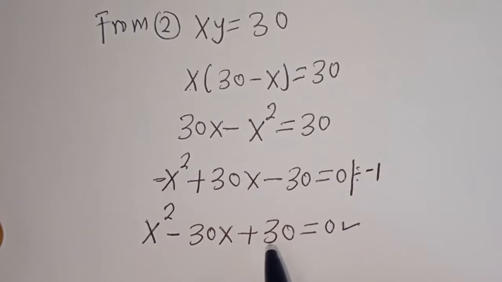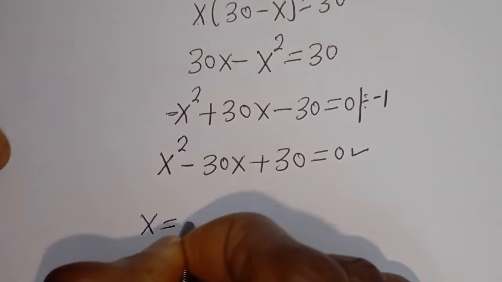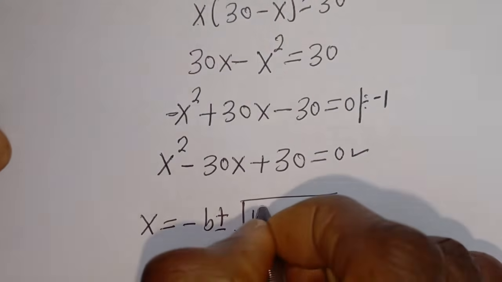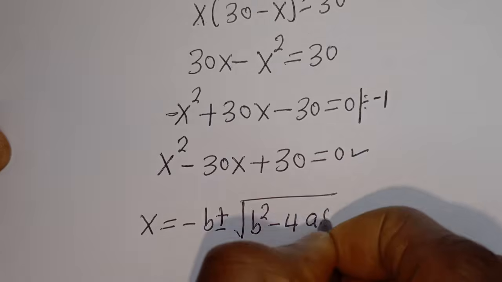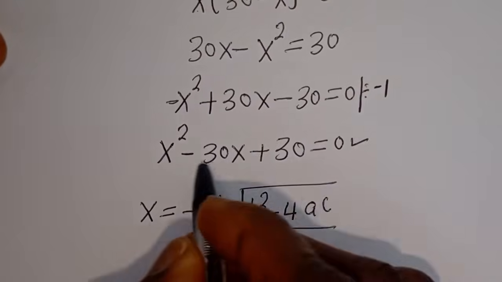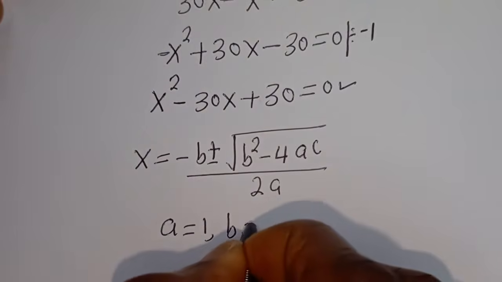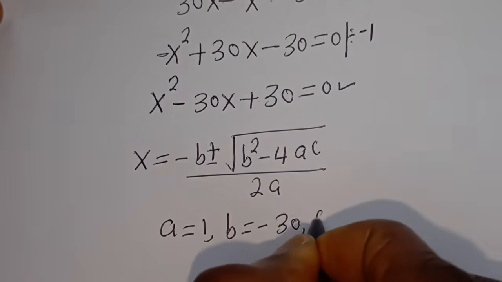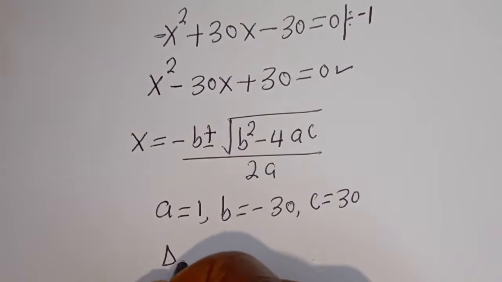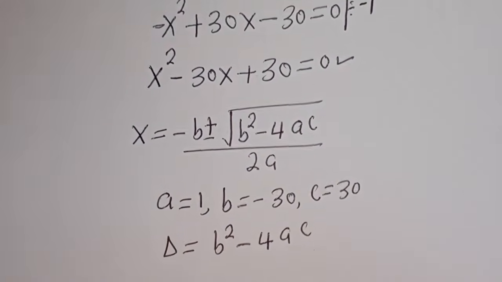And this is a quadratic equation which can be solved using the quadratic general formula. x is equal to minus b plus or minus square root of b square minus 4ac over 2a. And from this equation, a is equal to 1, b is equal to minus 30, c is equal to 30. Then here we have discriminant d is equal to b square minus 4ac.